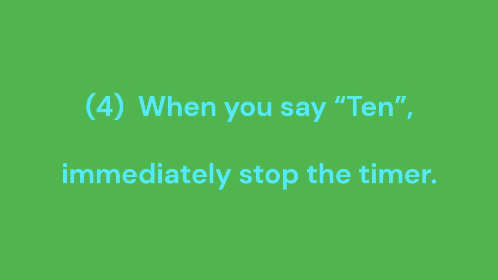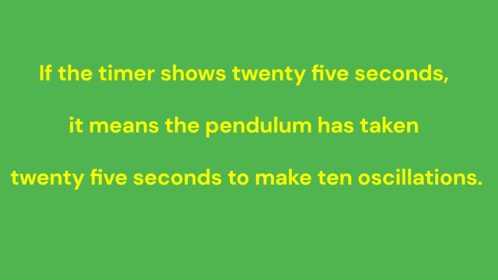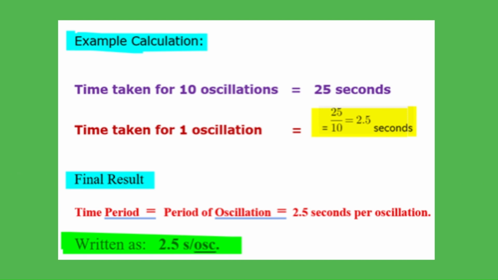Step 4. When you say 10, immediately stop the timer. If the timer shows 25 seconds, it means the pendulum has taken 25 seconds to make 10 oscillations. Example calculation. Time taken for 10 oscillations is equal to 25 seconds. Time taken for one oscillation is equal to 25 divided by 10, that is equal to 2.5 seconds.